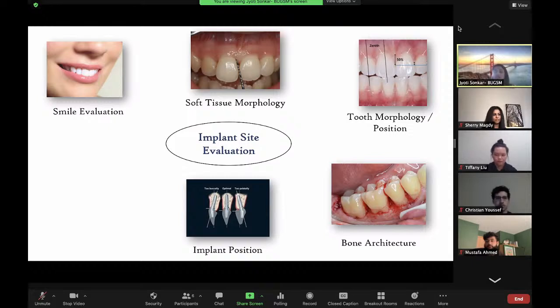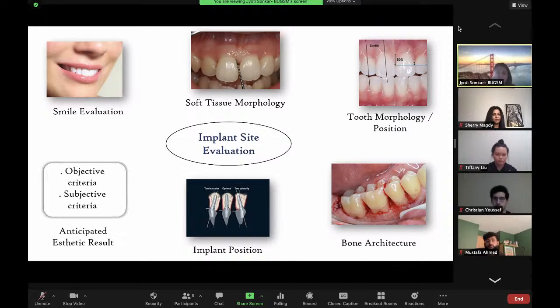If the patient has a very deep bite and there is not enough space in the area where the tooth's missing, putting an implant will not be a very good idea because you need a specific amount of space for the implant crown to be in. So I'm gonna talk about all of these things step by step and give you a little bit more idea as to what these steps mean. And last but not the least, once you've planned an implant, make sure that it has actually satisfied the objective and the subjective criteria that I just mentioned a slide before.